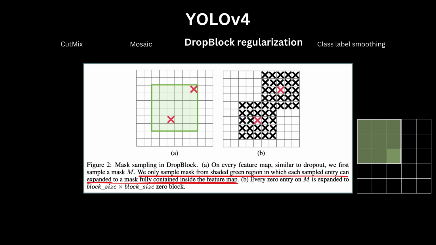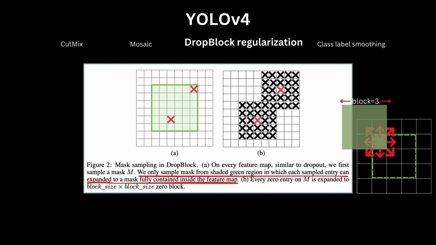In fact, for a 5x5 feature map and block size 3, only cells contained within this region can be expanded in all directions. Which is why we started with a sampled mask of 3x3 and then padded it with zeros to make it 5x5. Because now, even if the corner sampled entries end up being 1, they can be expanded and still be within the 5x5 feature map.